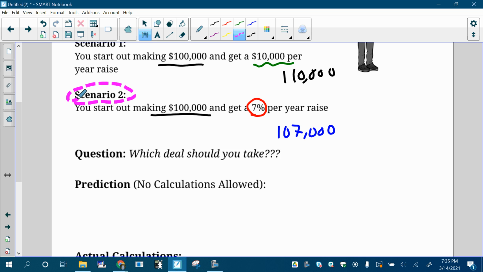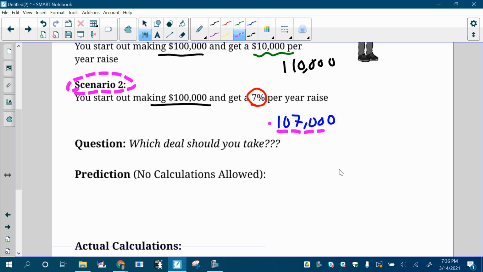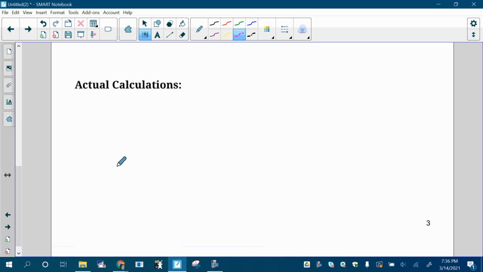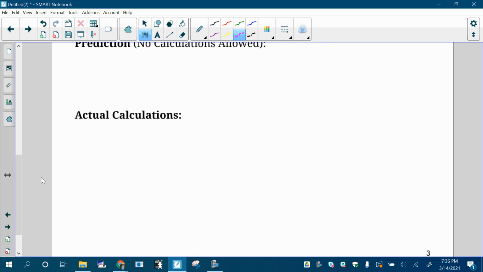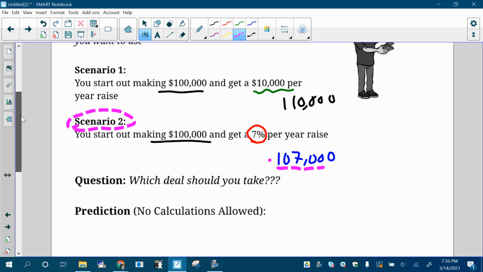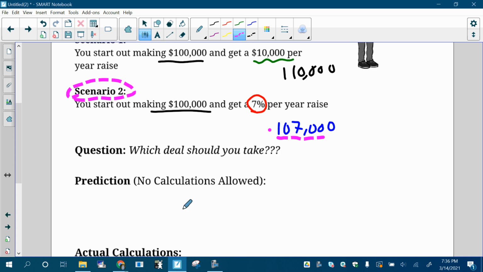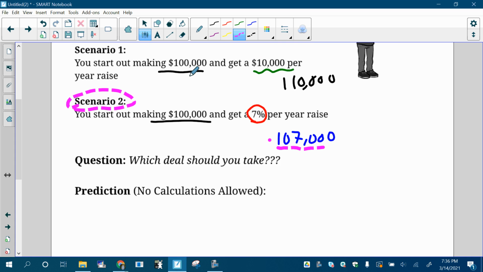Because although it might be less in year 2, in the long run, kind of like with Desmos, this 7% raise is going to end up giving you more money. Okay? I'd like to talk briefly now about some actual calculations that you could do with this. If you were going to try and model the first situation, scenario 1, where you start out making $100,000 and get a $10,000 raise every year, you know how to write an equation to model this.